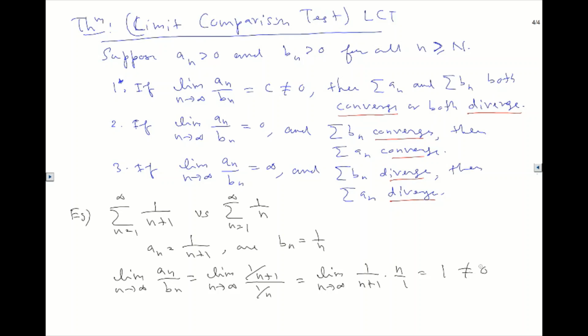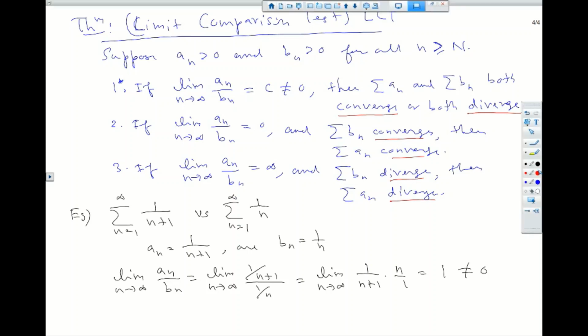This is not equal to 0. That's a constant. So a constant means the two series behave the same way. But we know that the second series diverges, so that means the first series has to diverge. So the limit of the ratio is a constant. That means the two series behave the same way, but one series diverges, so the other series has to diverge.